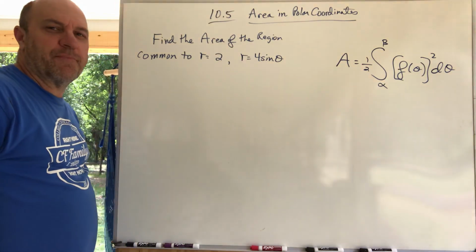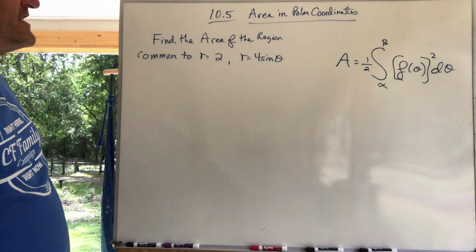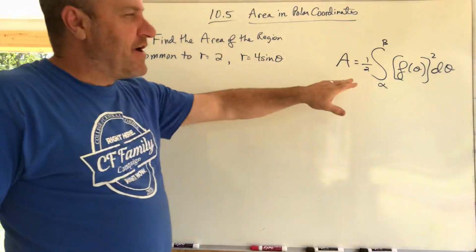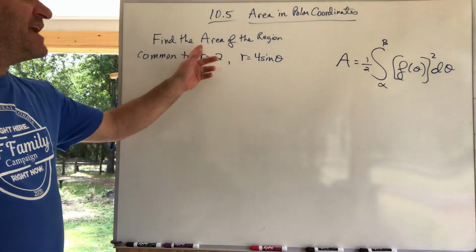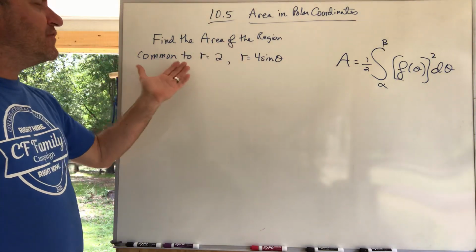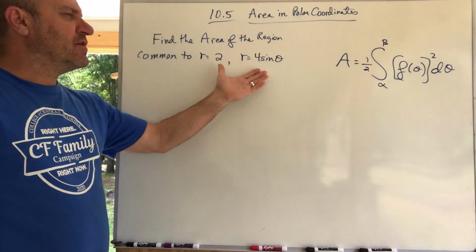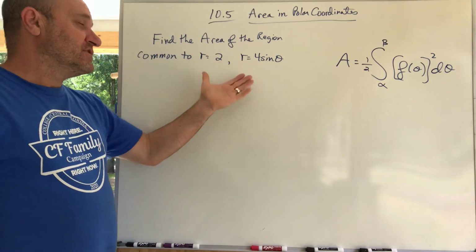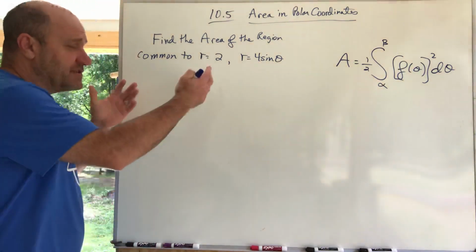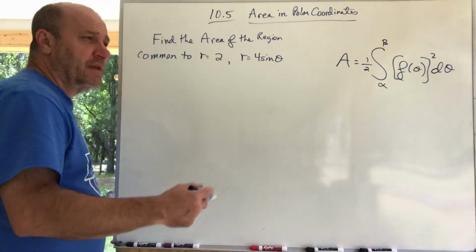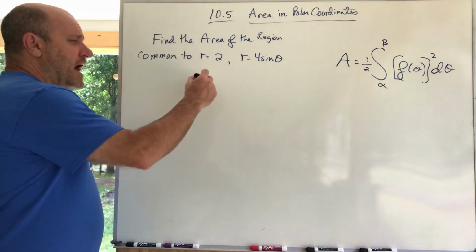Okay, here's another problem. This is area in polar coordinates. There's our area formula. And this one says, find the area of the region common to r equals 2 and r equals 4 sine theta. So again, a graphing calculator could help. I happen to know these graphs. These are fairly basic graphs. Nobody's giving you anything crazy.